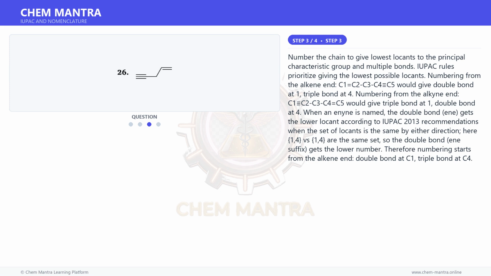When an ene and yne are both present, the double bond, ene, gets the lower locant according to IUPAC 2013 recommendations when the set of locants is the same by either direction. Here, 1, 4 versus 1, 4 are the same set, so the double bond, ene suffix, gets the lower number. Therefore, numbering starts from the alkene end, double bond at C1, triple bond at C4.